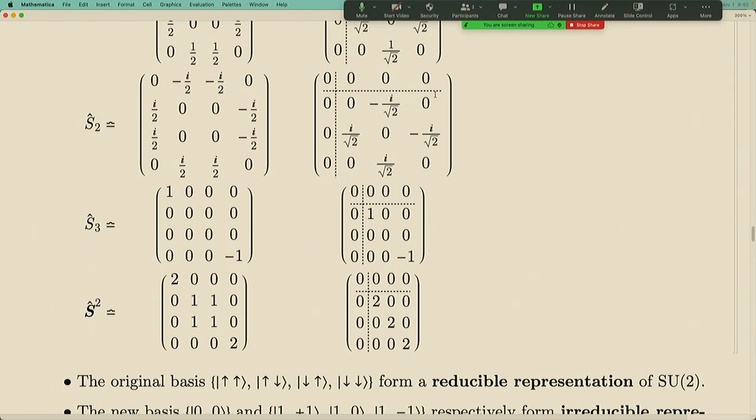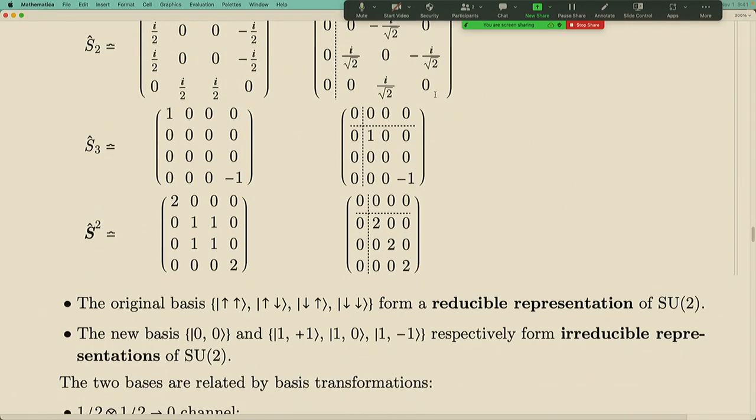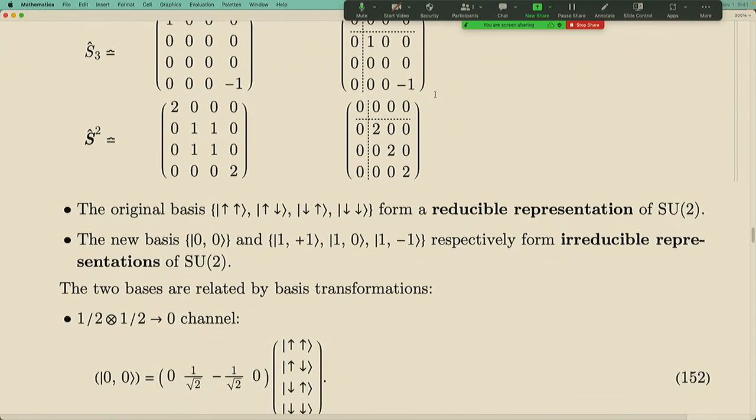And this 0 basically means that this is a spin 0 sector. This 2 means it's a spin 1 sector. 2 means this eigenvalue is 2, and this little s is spin 1, okay? So this is really the meaning of what we mean by spin 1/2 and spin 1/2 fused together can become spin 0 or spin 1. The original basis is from a so-called reducible representation. And the new basis, either this basis or that basis, separately forms an irreducible representation.